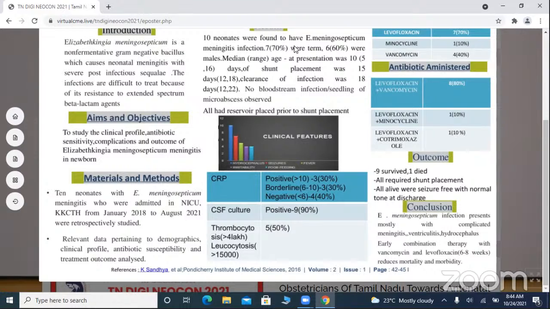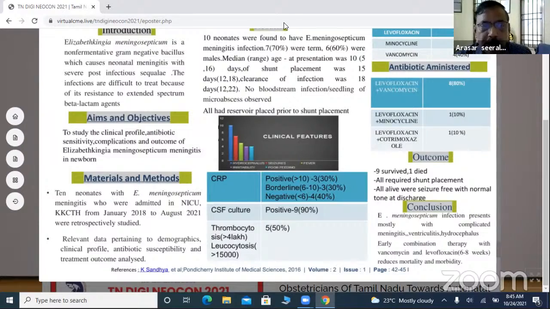So, conclusion: Elizabethkingia meningoseptica infection presents mostly with complicated meningitis, ventriculitis, and hydrocephalus. Early and timely combination therapy with vancomycin and levofloxacin for 6 to 8 weeks reduces mortality and morbidity. Thank you.